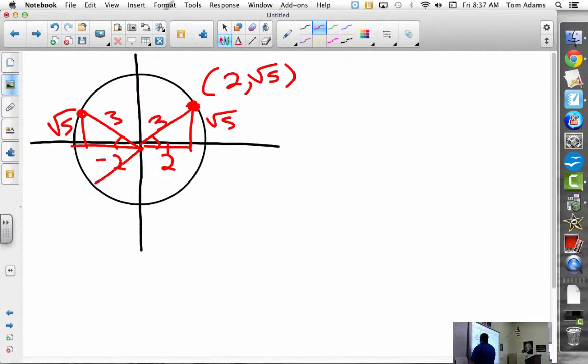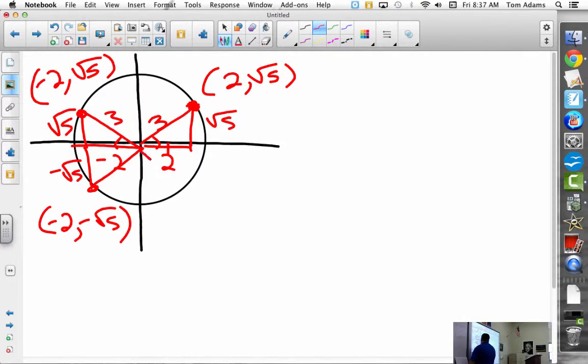If I sweep it around again, I could get the exact same thing here, but now I have to go down negative root 5, and it's still negative 2, and it's still 3. So this point here is actually negative 2, comma, negative root 5. And this one here is negative 2, comma, positive root 5. And then lastly, this point here would be a positive x and a negative y.